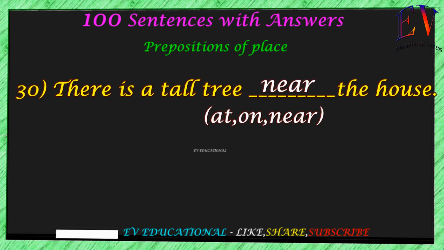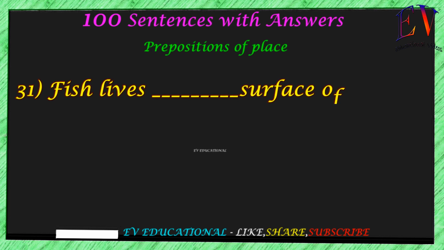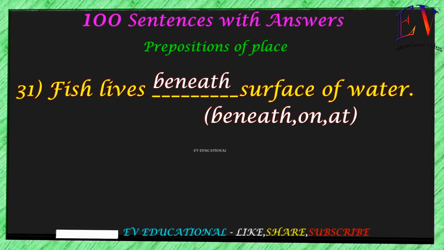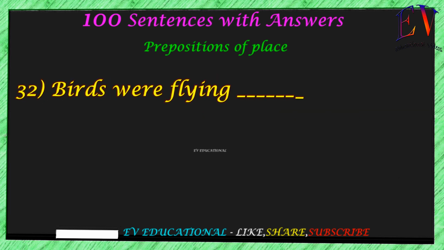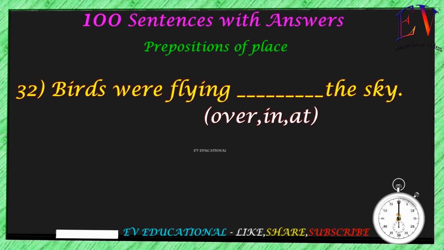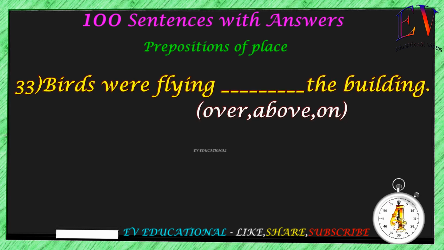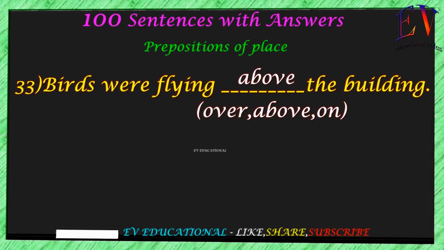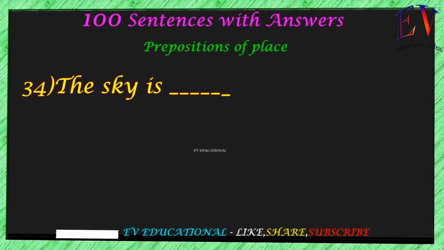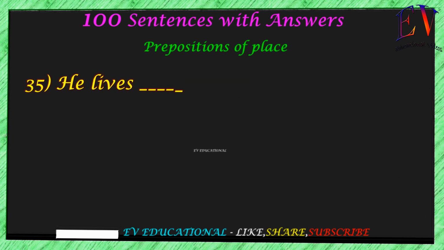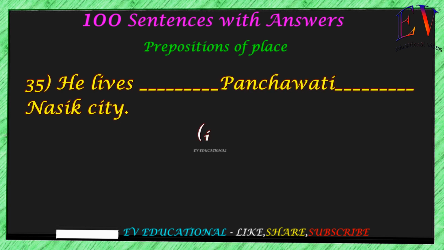Near. Fish live ___ surface of water. Beneath. Birds were flying ___ the sky. In. Birds were flying ___ the building. Above. The sky is ___ the building. Over. He lives ___ Panchavati, ___ Nashik city.